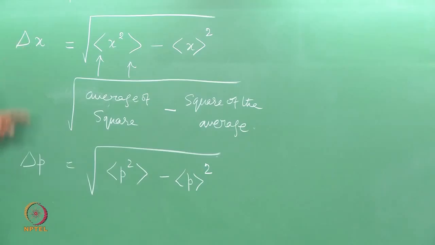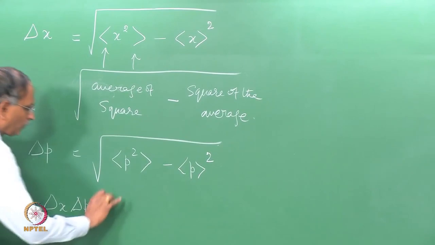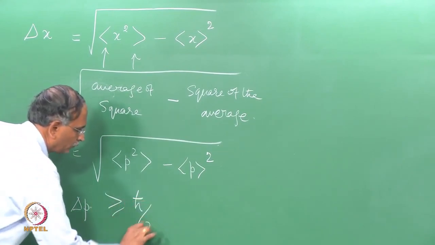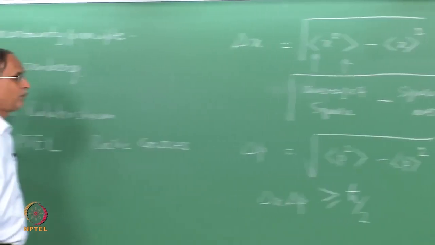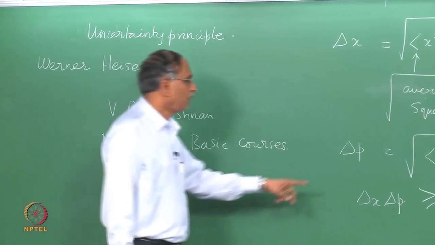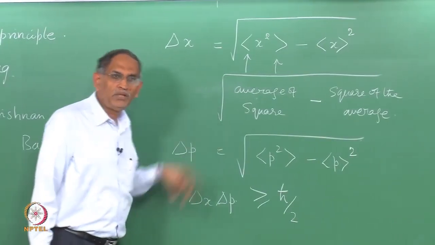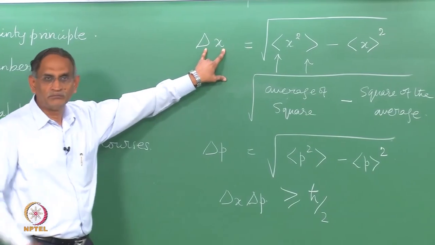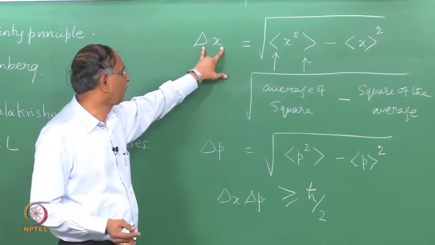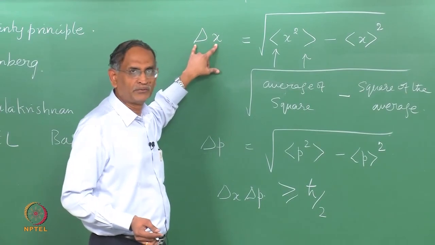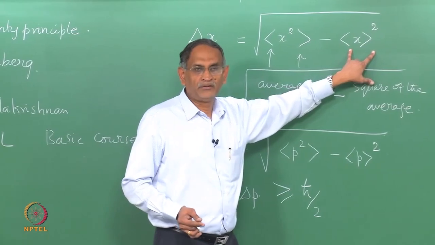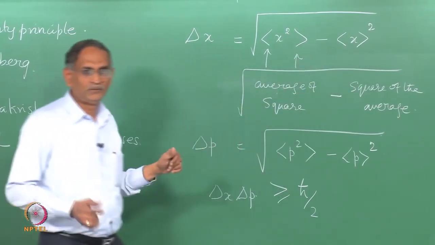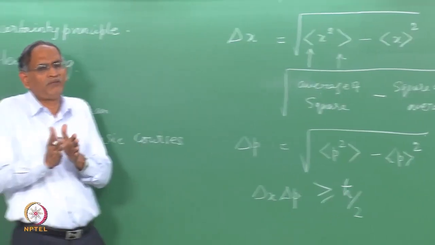Delta x, delta p, the product of the two is greater than or equal to h bar by 2. This is the Heisenberg's statement about the uncertainty between x and p. What it means is that if for some preparation of the states, we are able to minimize this by making sure that this average and this squared average are very close to each other, therefore, we are able to measure the position very, very accurately.